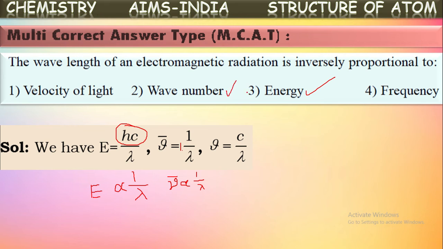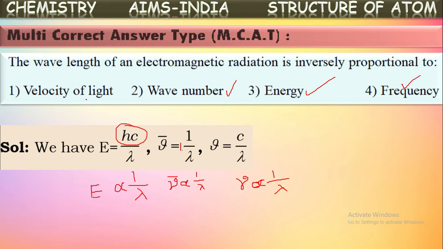What about frequency? If you see the third equation given here, nu is equal to c by lambda. c being a constant, if you remove that constant, we get nu is directly proportional to 1 by lambda, or nu is inversely proportional to lambda. So frequency is also inversely proportional to wavelength.